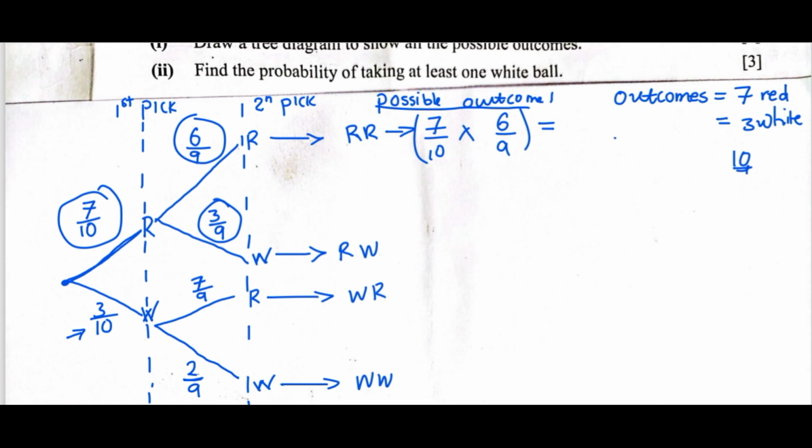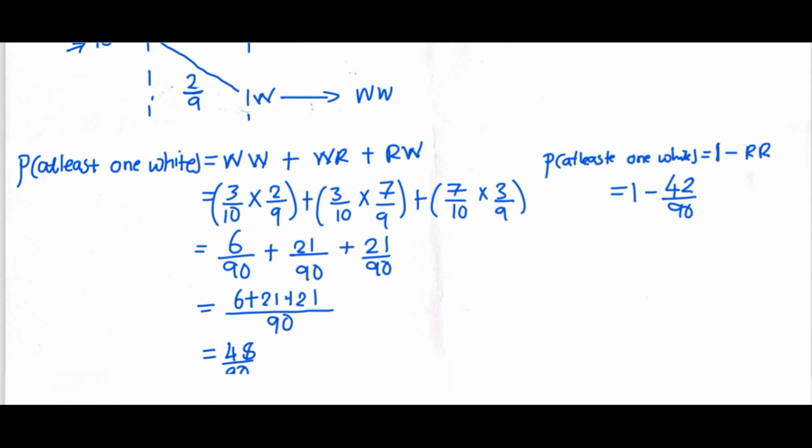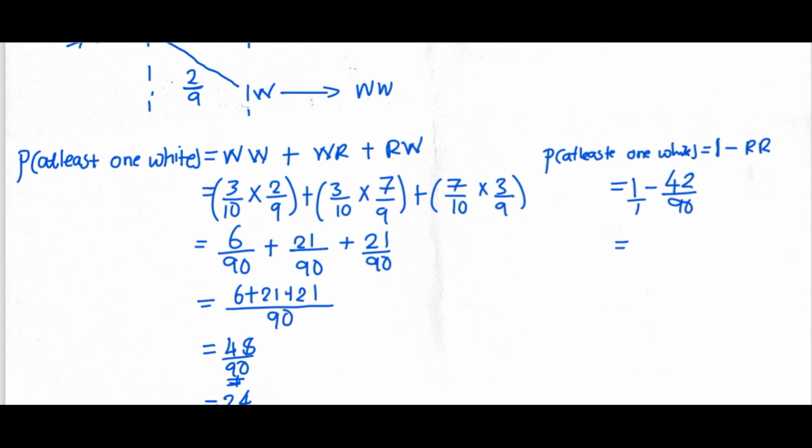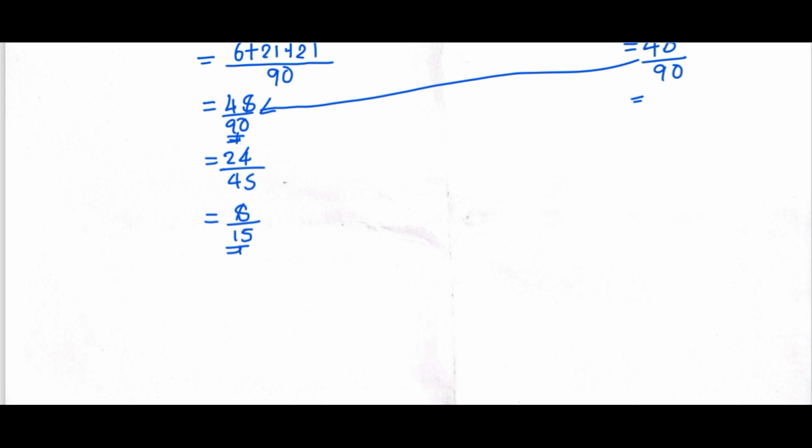We know that 7 times 6 will give us 42 over 90. So the probability of picking two balls that were red is 42 over 90. Now, here we need to simplify these fractions. So the lowest common denominator is 90. 1 into 90 is 90 times 1. That is 90 minus 42, will give us 48 over 90. So we can see that we are still getting the same answer here. Then if we reduce this, it will also give us 8 over 15.